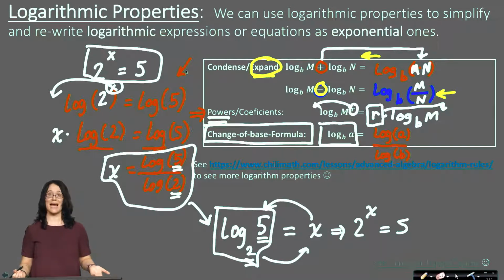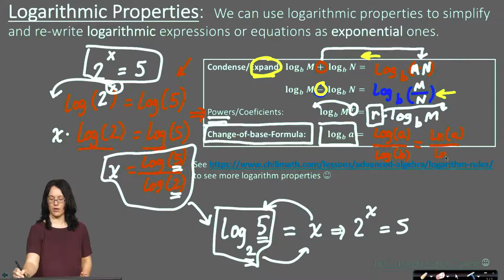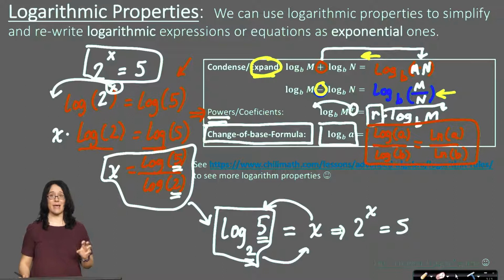No, I could have taken the natural log of both sides. This could have been the natural log of a over the natural log of b. It doesn't matter which base logarithm you pick, but since calculators recognize these two, I would recommend memorizing one or both of them. Okay? So if you have a log for any base a, you can put that in your calculator by using the change of base formula. And so that's what we're going to practice in a few moments.